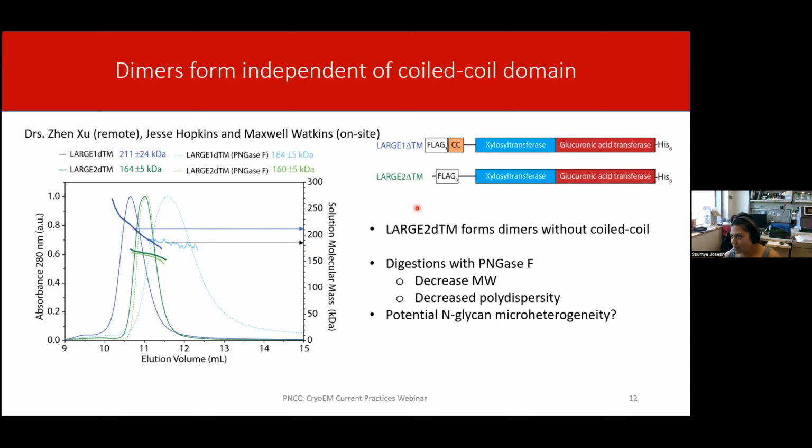One of the other things we wanted to do was to check out this protein called large 2, which is a gene duplicate of large 1. And it is missing the coiled-coil domain. So this protein allowed us to distinguish whether the coiled-coil domain was contributing to the dimerization. What we saw was large 2 also formed dimers independent of the coiled-coil domain, which suggests that the xylose and glucuronic acid transferase domains were sufficient for dimerization.